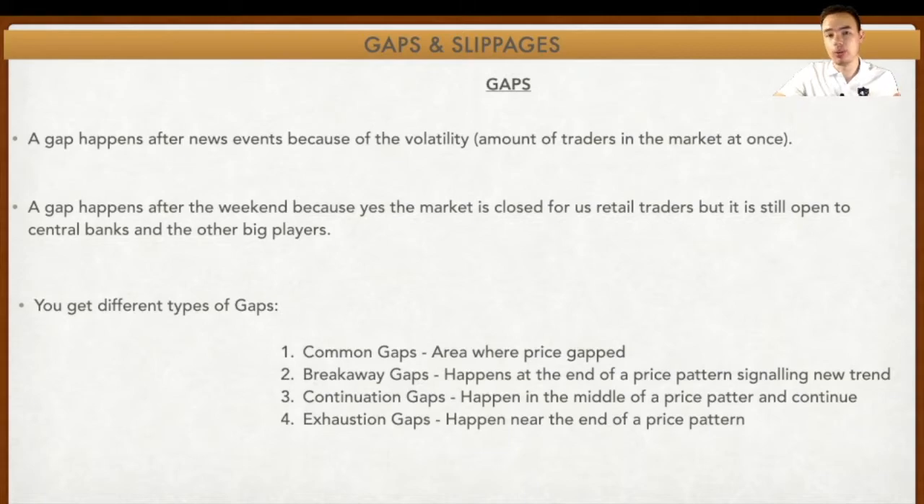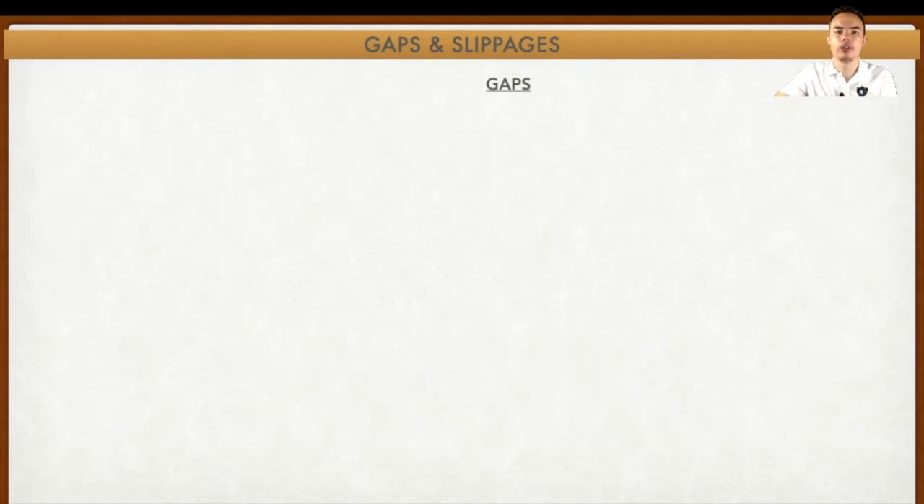Second one is a breakaway gap. Now this happens at the end of a price pattern, signaling a new trend. Third one is a continuation gap. It happens middle of price, and then you'll see price just continue. I generally don't like the continuation gap because I'd prefer it to get filled. So yeah. Fourth one, exhaustion gap, happens near the end of a price pattern. So I prefer more of you get a gap and that gap gets filled and then carry on.